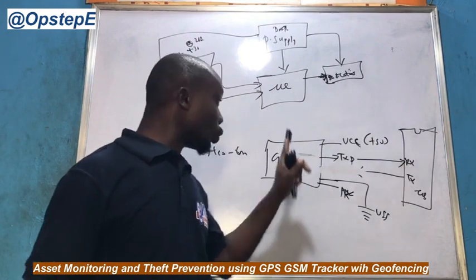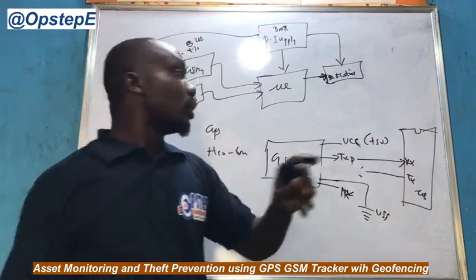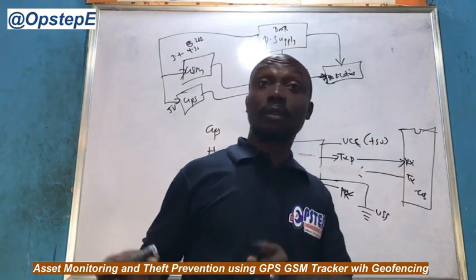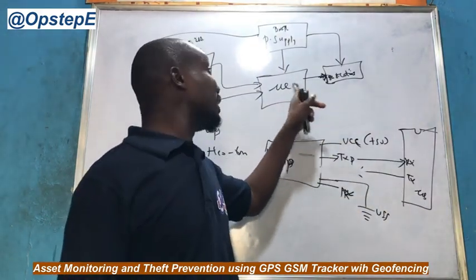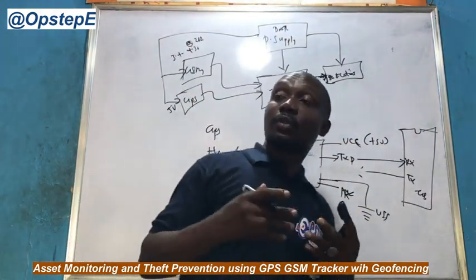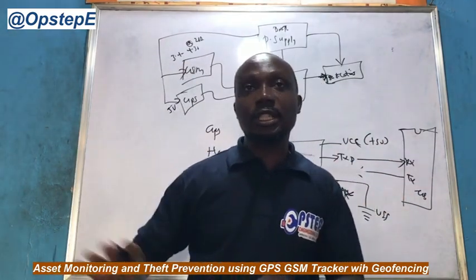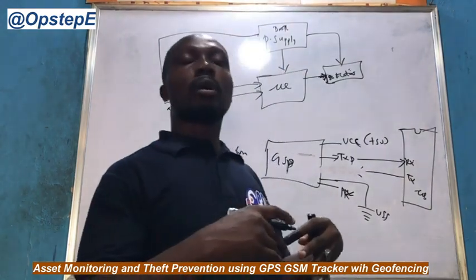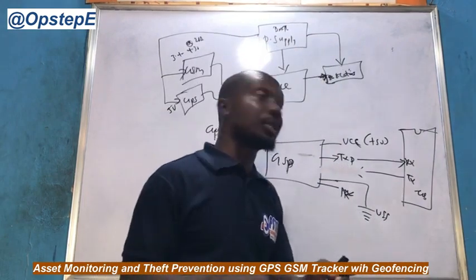So once it connects to the satellite, it just continues to transmit. All you need to do is keep receiving what it's transmitting, and then make sense of it. But don't forget, what it is transmitting is received within the environment of the controller, the program. Then you say, this one is for this: the latitude, longitude, course, altitude, number of satellites, all of these other information that you need.